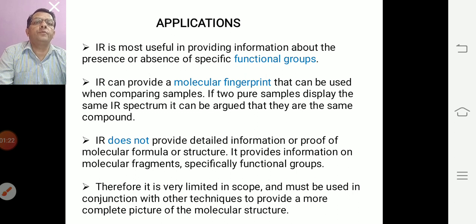It does not provide detailed information or proof of molecular formula or structure. It provides information on the molecular fragments, specifically functional groups. Therefore, it is very limited in scope and must be used in conjunction with other techniques to provide a more complete picture of the molecular structure.